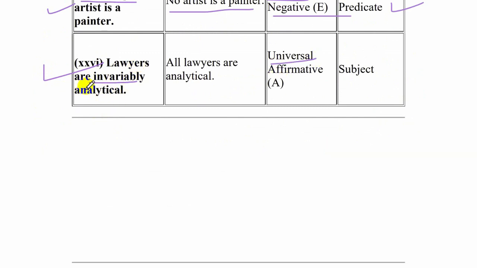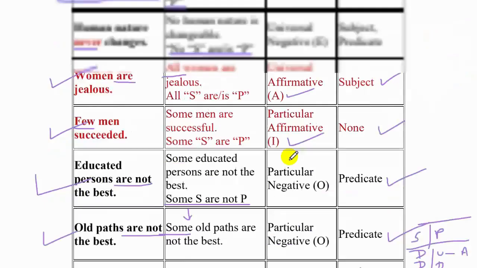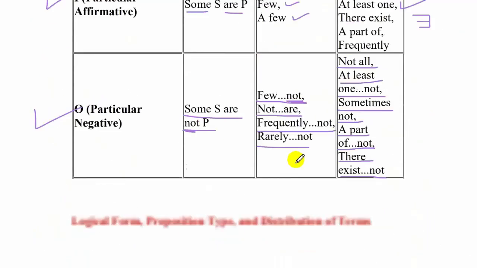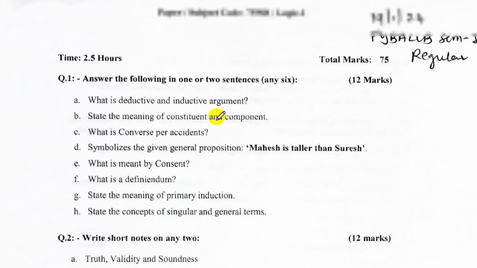Lawyers are invariably, means all lawyers are analytical. This we have already covered previously. This has come twice in the question paper, so it has again come up here. Universal affirmative, A type proposition, subject is distributed, correct, in A type. So we have covered everything of this. This comes for around 3 to 6 marks, I suppose. Let me just check that out.